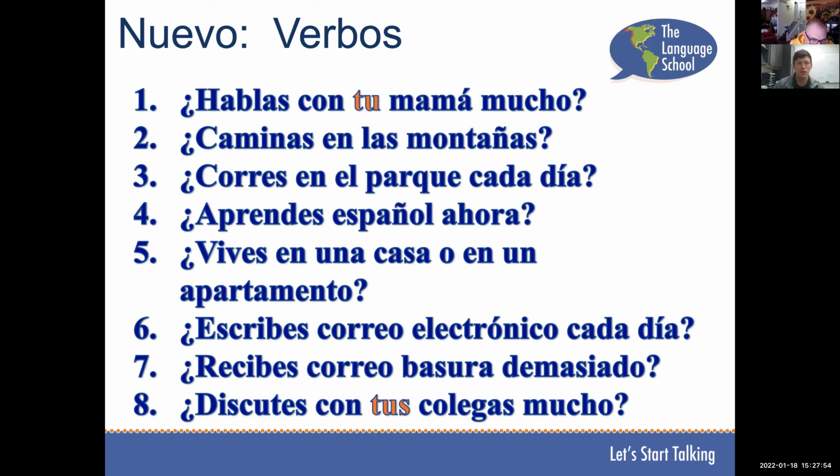¿Aprendes español ahora? Sí, aprendo español ahora. ¿Vives en una casa o en un apartamento? Vivo en una casa. ¿Escribes correo electrónico cada día? Sí, escribo correo electrónico. ¿Recibes correo basura demasiado? Sí, recibo correo basura. ¿Discutes con tus colegas mucho? ¿Qué significa tus colegas? Tus colegas, your colleagues. No, no discuto mucho.